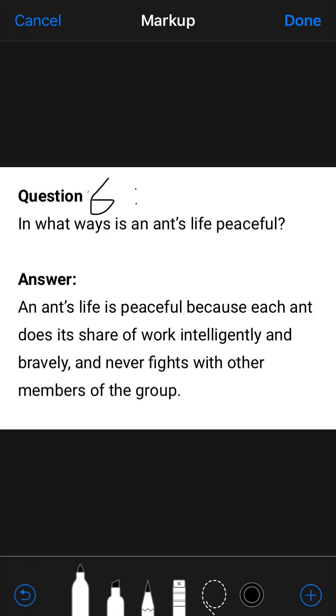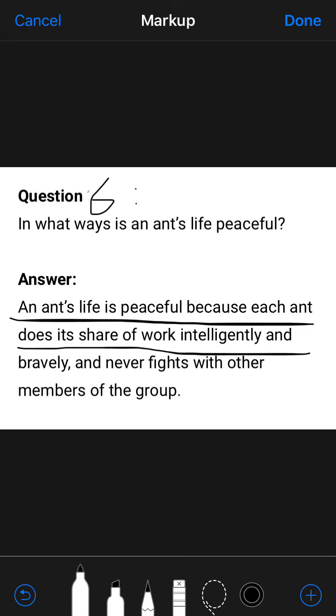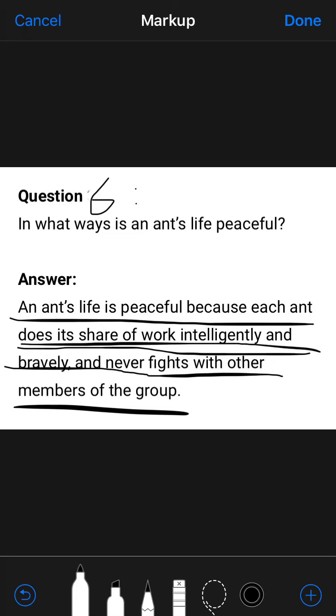I'll repeat the answer. An ant's life is peaceful because each ant does its share of work intelligently and bravely and never fights with other members of the group. Full stop. Why is it peaceful? An ant's life is peaceful because each ant does its share of work intelligently and bravely and never fights with the other members of the group. That's it. So that's all.